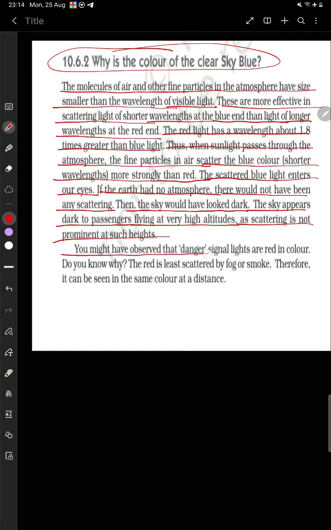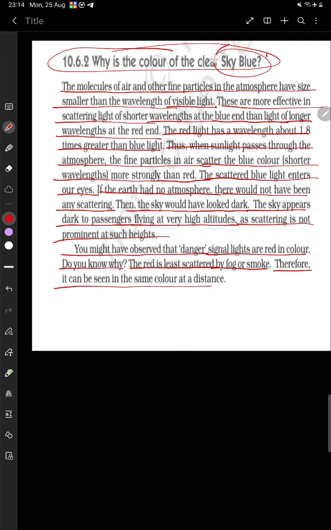You might have observed that danger signal lights are red in color. Do you know why? Red is the least scattered by fog or smoke, therefore it can be seen in the same color at a distant object.